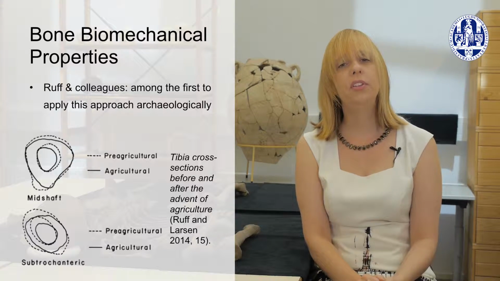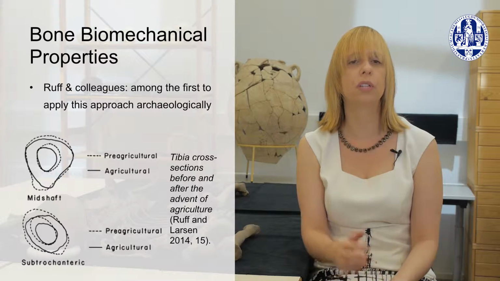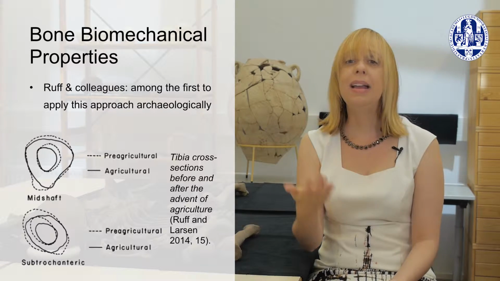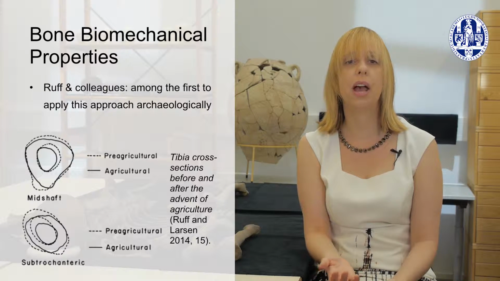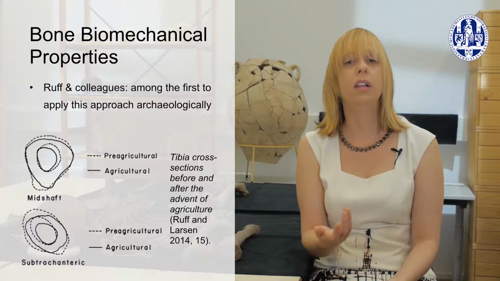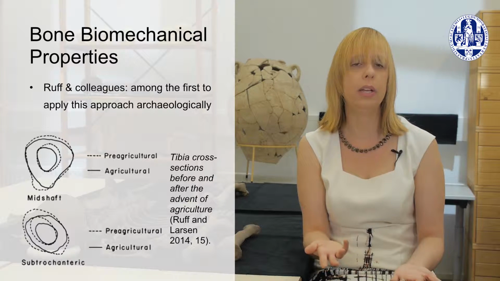One example of the change in the shape of the femur shaft between pre-agriculturalists and agriculturalists is shown in this figure. And many studies have compared the long bone cross-sectional properties of hunter-gatherers to agriculturalist populations, usually finding that hunter-gatherers had stronger leg bones because of their higher mobility.